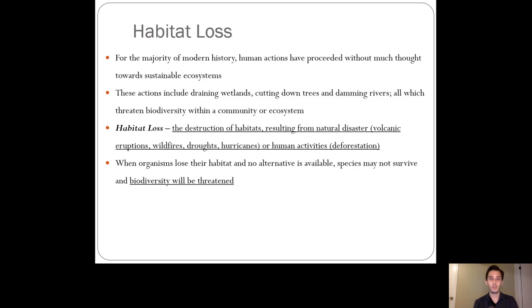Okay. Now, when organisms lose their habitat and there's no alternative, they may not survive, and that threatens biodiversity. If there's no place to live, well, then the species isn't going to survive. Okay.